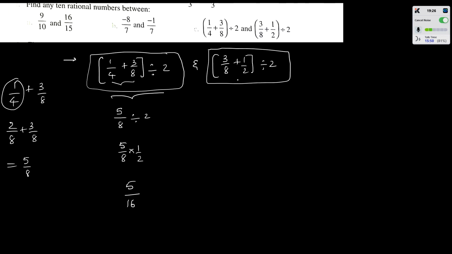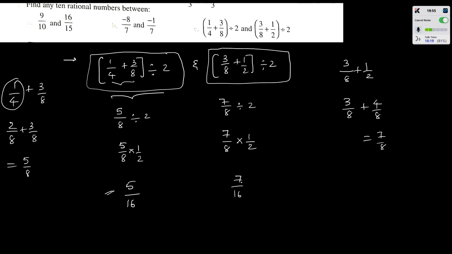And similarly, if you solve this 3 by 8 plus 1 by 2, which is inside the bracket, first solve it. 3 by 8 plus 1 by 2 can be written as 3 by 8 plus 4 by 8, which is nothing but 7 by 8. 7 by 8 divided by 2, and division can be represented as multiplication when we reciprocate the number. So that will become 7 by 16. And between 5 by 16 and 7 by 16, we get only one rational number, that is 6 by 16.